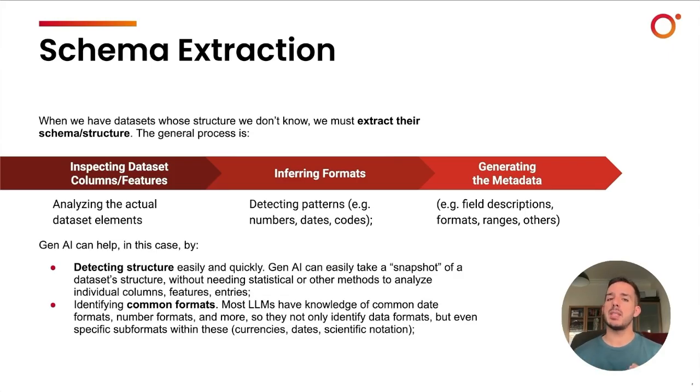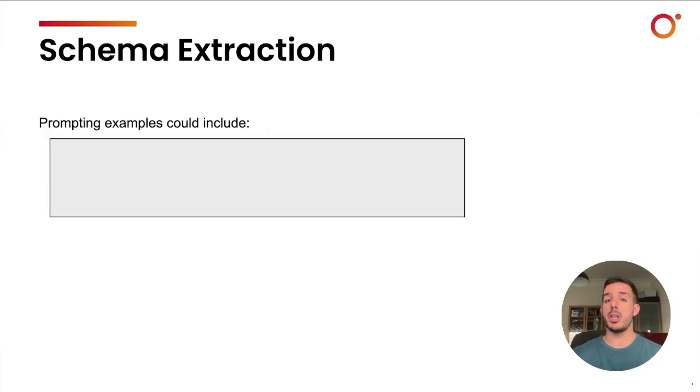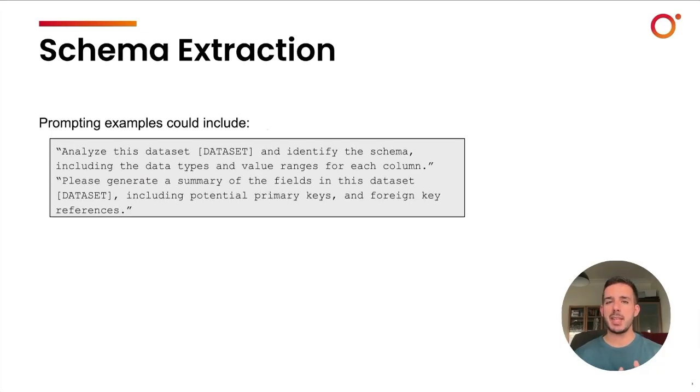So even if you have specific fields that have very specific patterns, chances are the LLM has seen it before and can attribute the correct range or the correct format to a specific field. How would you prompt a generative AI model for schema extraction? Well, you could say something like, please analyze this specific dataset and identify the schema, including the data types and the value ranges for each column present.